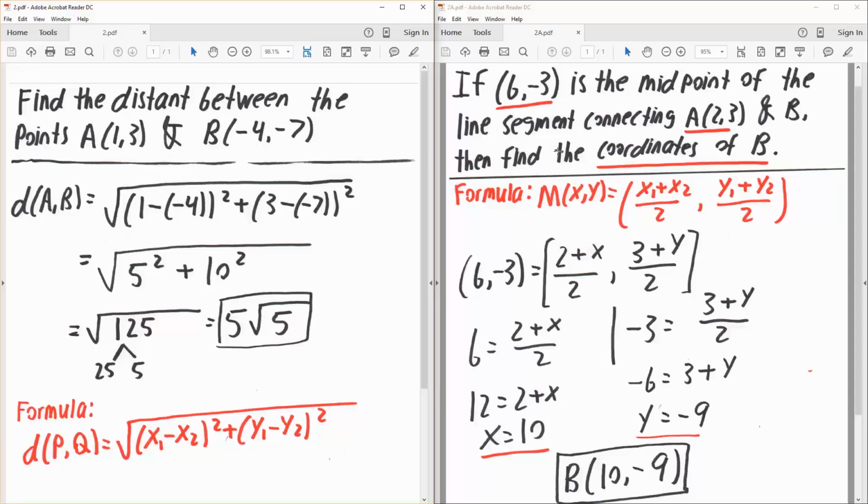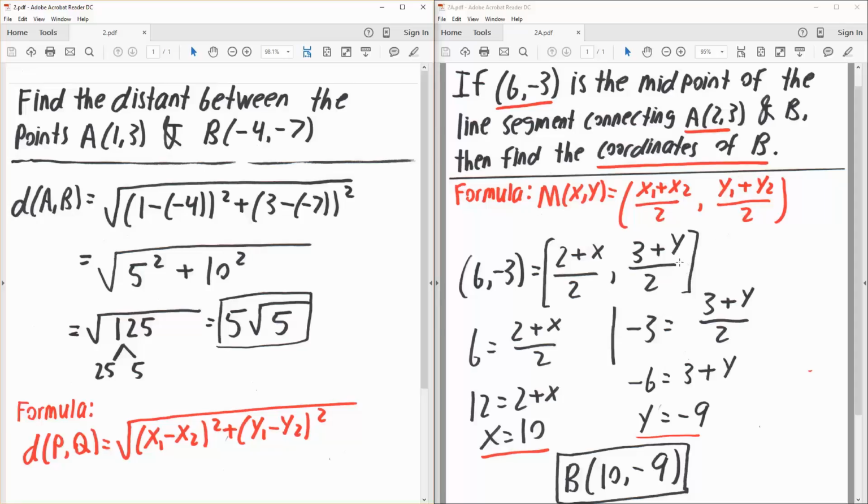The midpoint formula is x1 plus x2 divided by 2. So it's essentially the middle. We don't know the B term, so it's essentially x, y. So (2 plus x) divided by 2, (3 plus y) divided by 2. And so we can say the midpoint, (6, -3), is equal to 2 plus our unknown B coordinate x, divided by 2, 3 plus our y coordinate, divided by 2.